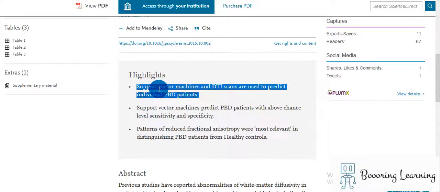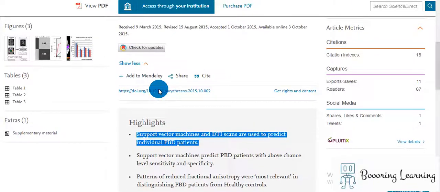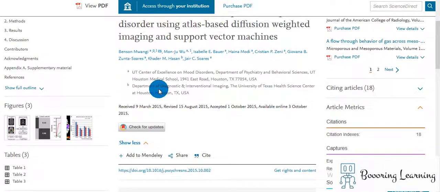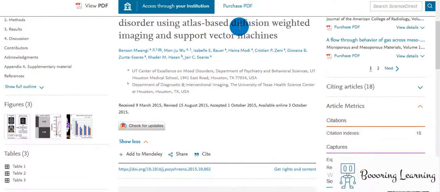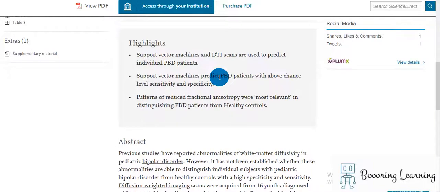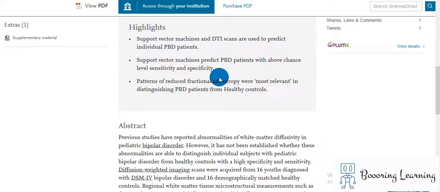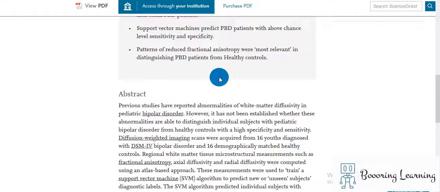Support vector machines and DTI scans are used to predict individual bipolar disorder patients, so pediatric bipolar disorder patients. So support vector machines predict bipolar disorder patients with above chance level sensitivity and specificity. Patterns of reduced fractional anisotropy were most relevant in distinguishing them from healthy controls.